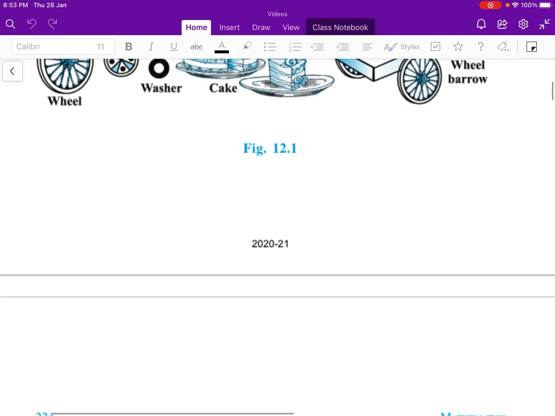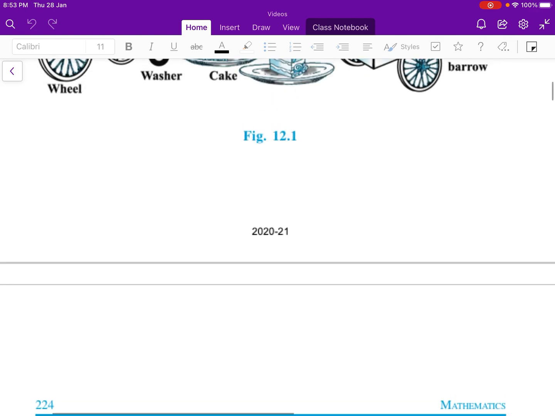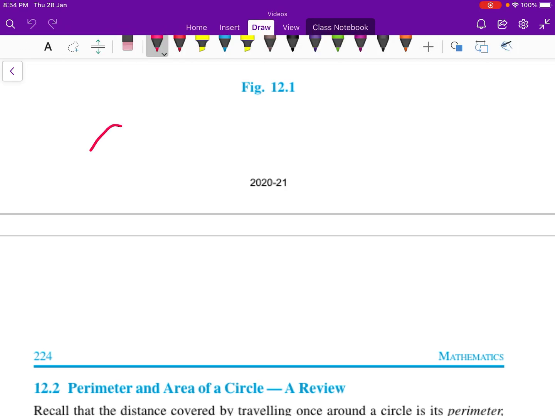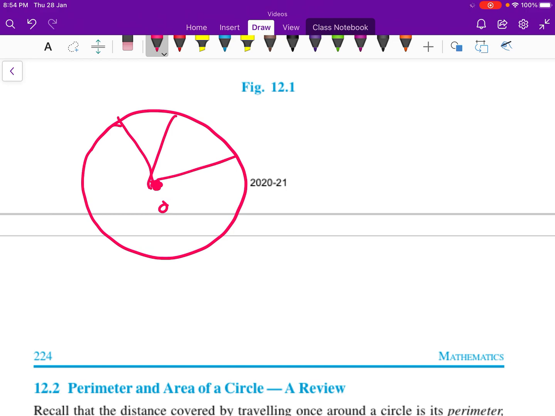So very simple, we are very much familiar with the concept of circle from the previous chapter: a circle is a set of all the points equidistant from a given reference point. So if this is the center, all these points are at an equal distance from the given point.